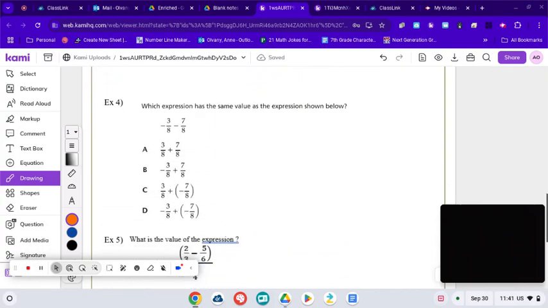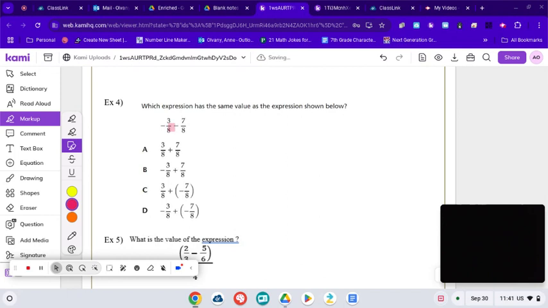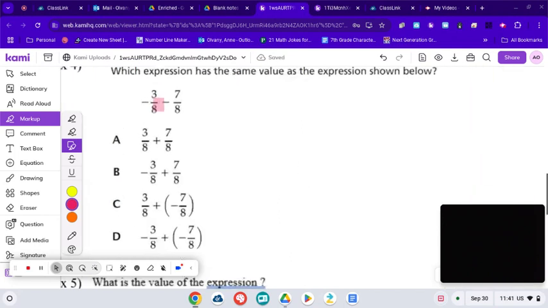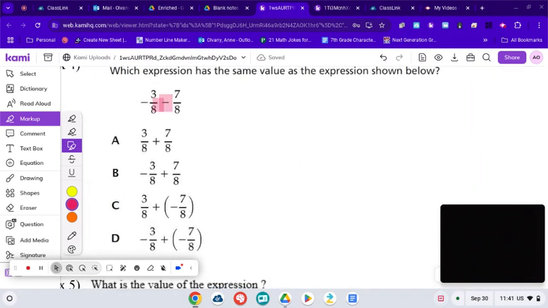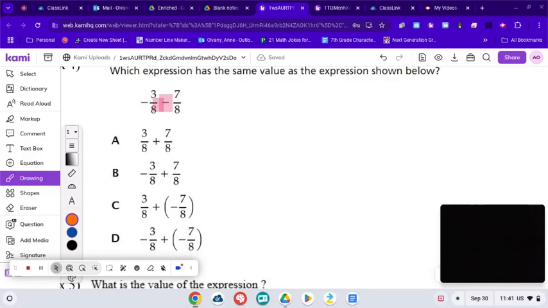Which expression has the same value as the expression shown below? Well, what do I see here? I see this subtraction sign. I'll try and zoom in a little bit more. What do we do when we have subtraction?